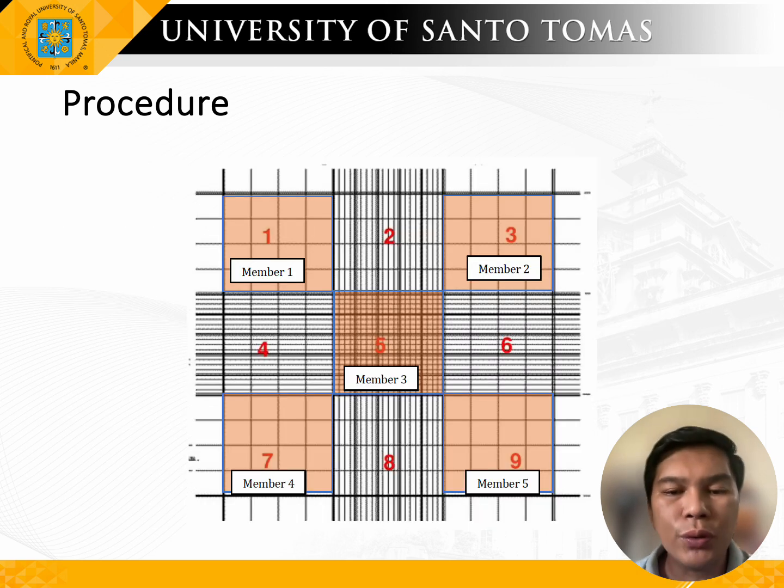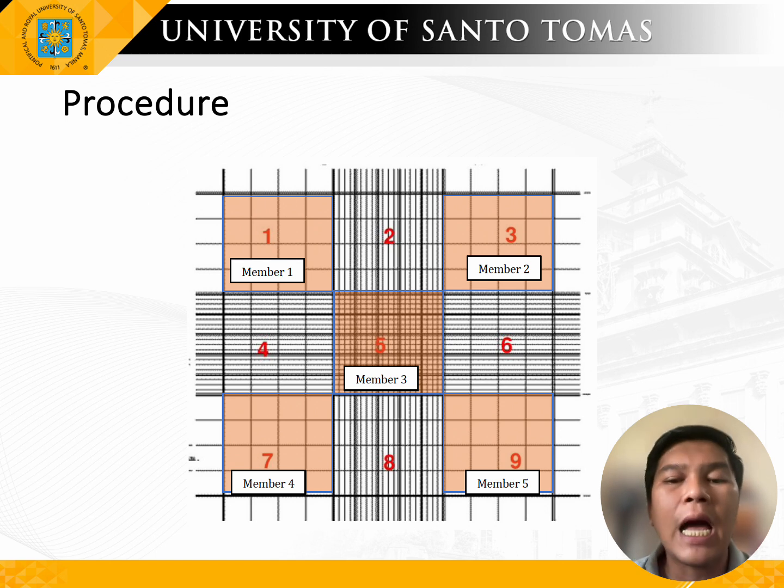How are you going to do that? Member 1 of the group will count the number of cells in quadrant 1. Member 2 will count the number of cells in quadrant 3. Member 3 in quadrant 5. Member 4 in quadrant 7. And member 5 in quadrant 9.